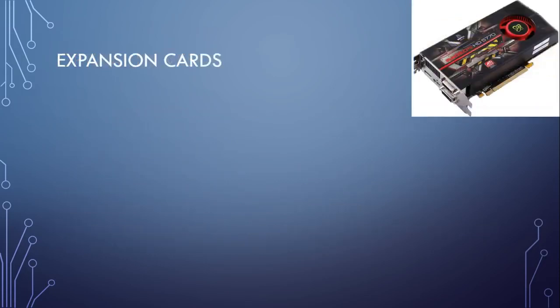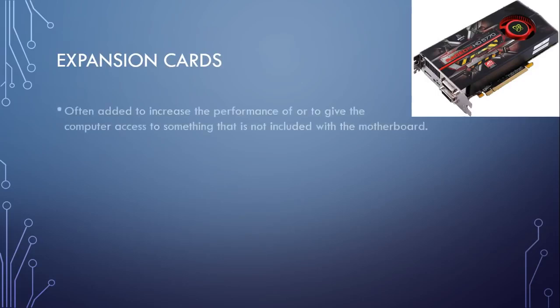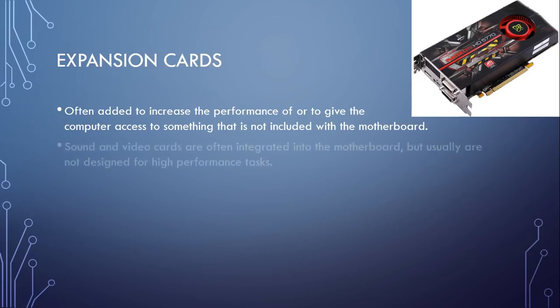All right, next, let's talk about expansion cards. These are often added to increase the performance of, or to give the computer access to something that's not included with the motherboard. Sound and video cards are often integrated with the motherboard, but are not designed for high-performance tasks. So you can go and get a motherboard, and most of them come pretty standard with this now. It wasn't always the case, but standard is that you're going to have video and audio integrated into the motherboard.